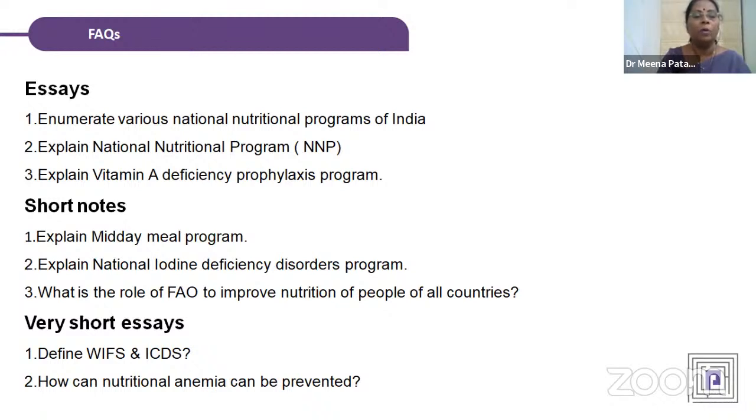So the second short note is explain National Iodine Deficiency Disorders Program. Third, what is the role of Food and Agricultural Organization? FAO is nothing but Food and Agricultural Organization to improve nutrition of people of all countries. Very short essays: define the weekly iron folic acid supplementation program and ICDS program. Then how can nutritional anemia be prevented is the second short note.